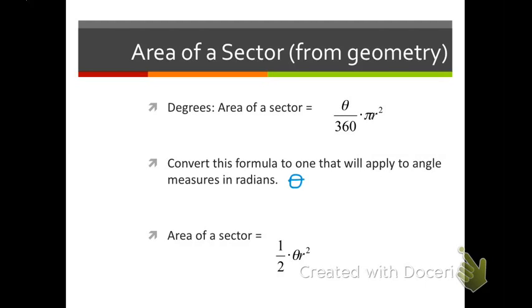So we really have theta over 2 pi times pi r squared. Oh, but lucky us, we have some things canceling out here. So the 2 in the denominator can be pulled out and just written as 1/2 as a coefficient times theta times r squared. The pi's just take care of themselves there.